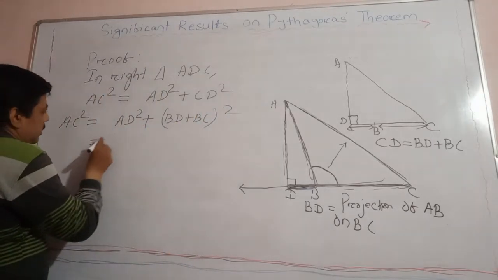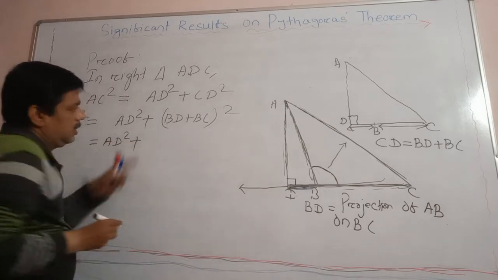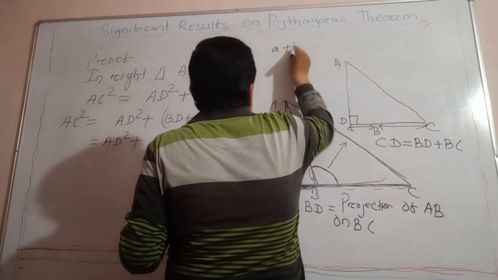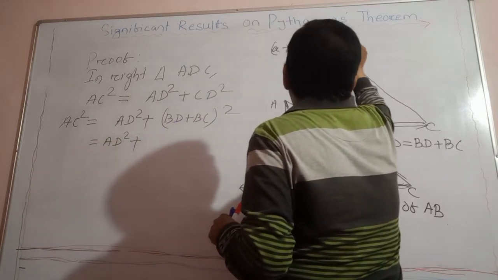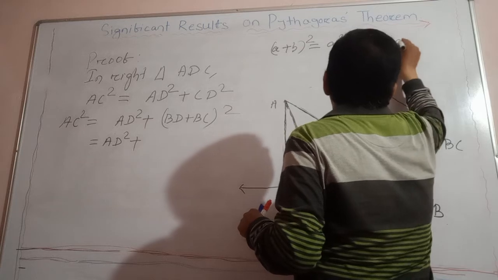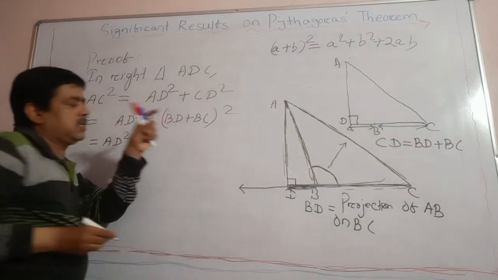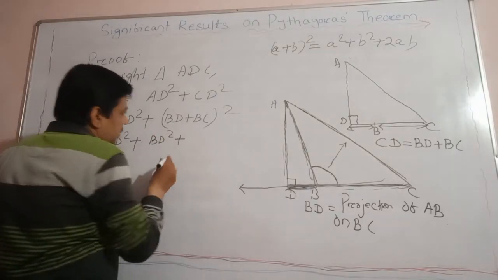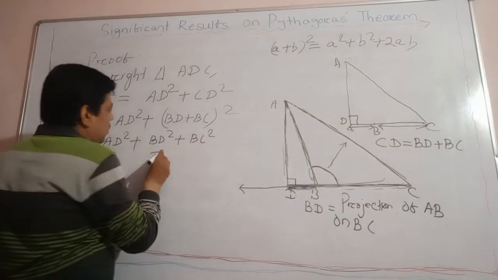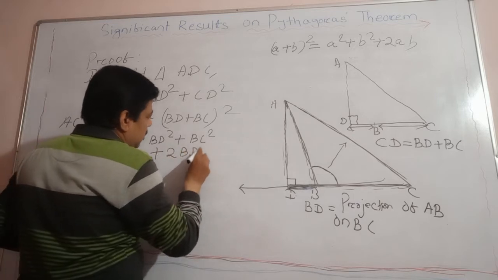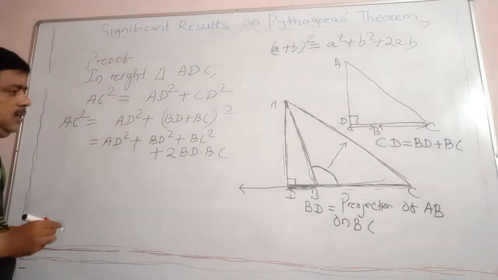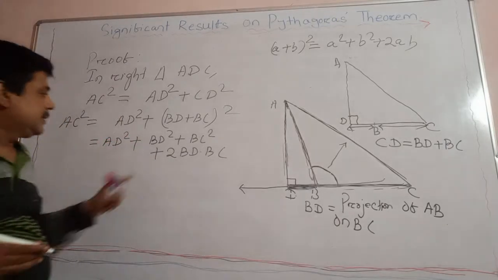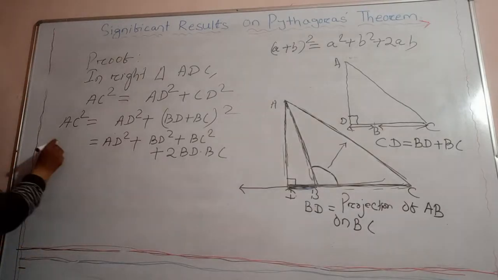Right? So now AD square, look at here, it is coming the formula of A plus B whole square. A plus B whole square is that, all of you know, A square plus B square plus 2AB. So here A stands for BD and B stands for BC. So A square means BD square plus B square means BC square plus 2BD into BC. Very simple explanation is that. Okay, so AD square plus BD square plus BC square plus 2BD into BC. Is it correct? So that is known as AC square.